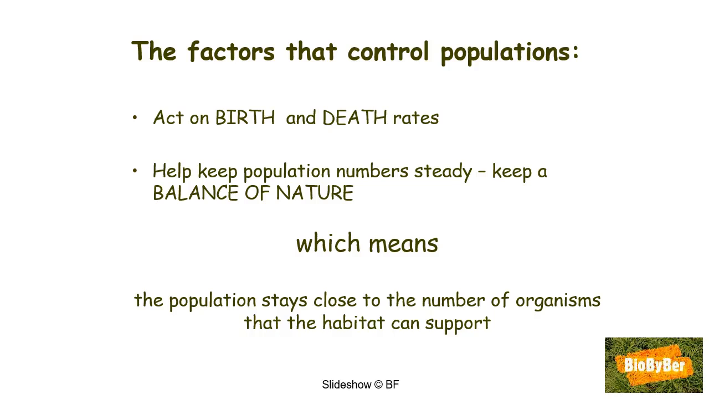The factors that control populations act on the birth rate and the death rate. When these factors act on the birth rate, they cause more organisms or offspring to be produced, or maybe fewer to be produced. When these factors act on the death rate, they cause more organisms to die, or maybe fewer to die. In affecting birth and death rates, these factors help to maintain a balance of nature, or a balance in population numbers. This allows the population to stay close to the number of organisms that the habitat can support.